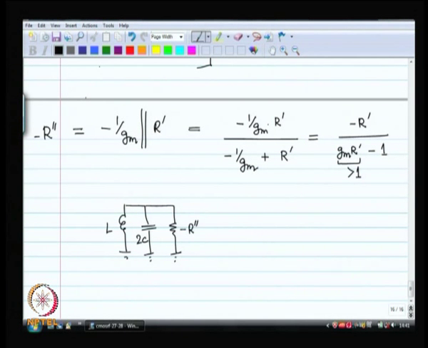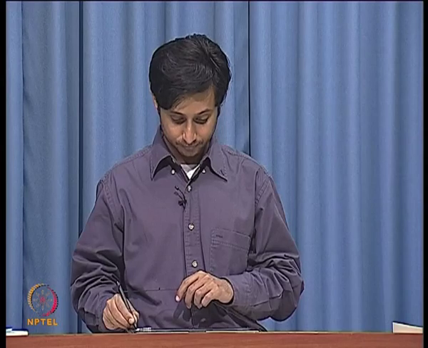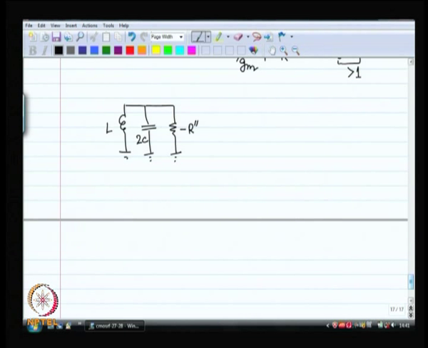What happens here? What kind of a system is this? I have got a negative resistor in shunt with an inductor and a capacitor. What do you expect to have? What's your expectation from this kind of a system? Well, if you do the analysis, let's just do some sort of an analysis. Let us find out where the poles are.